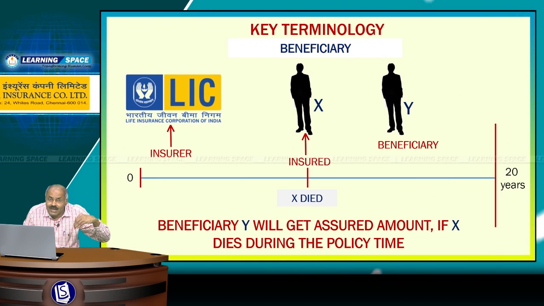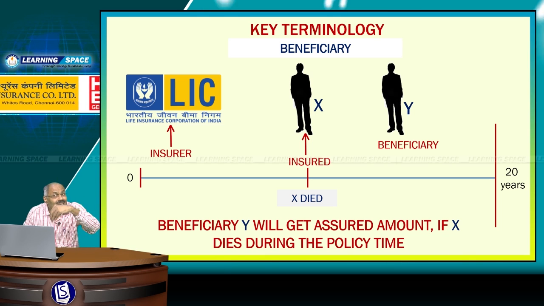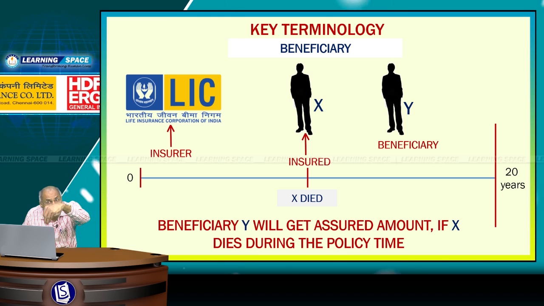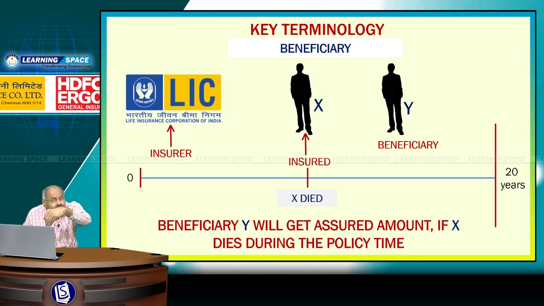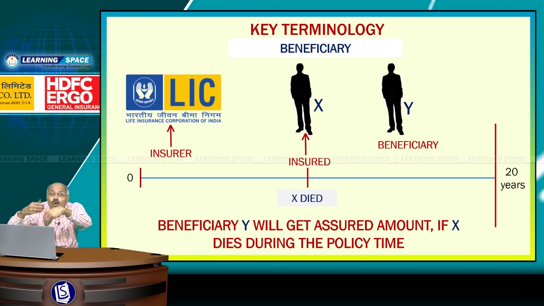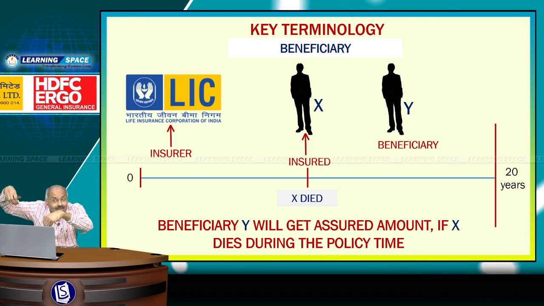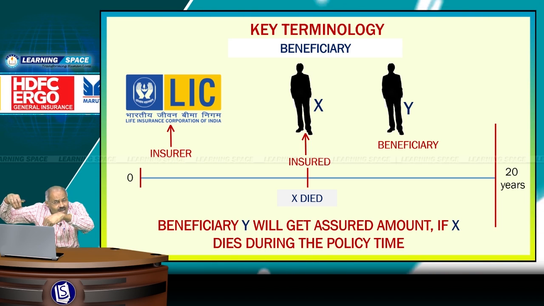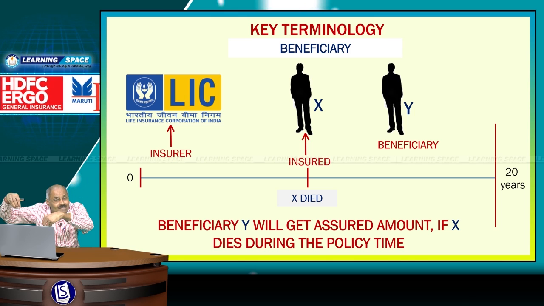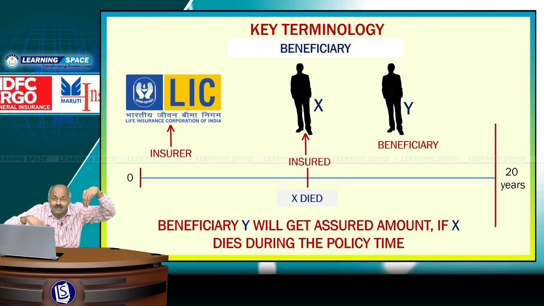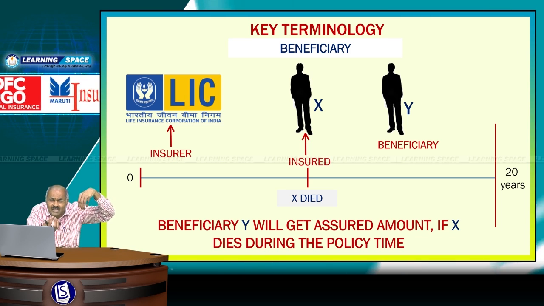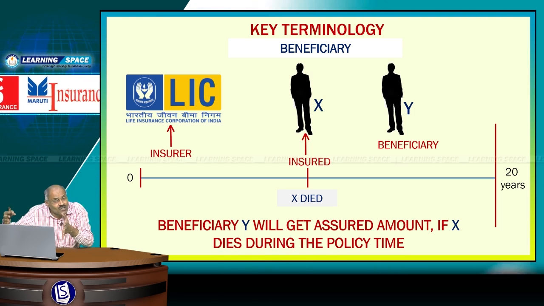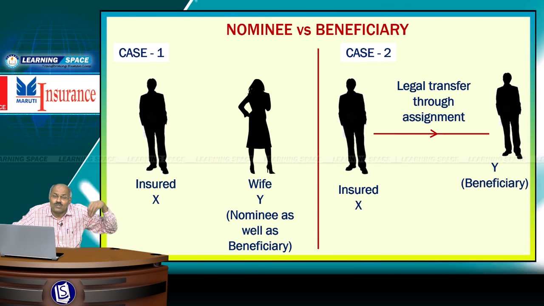Look at beneficiary. What will happen if person X has taken a policy from the insurer, LIC is the insurer, person X is the insured, and he died after 8 years? Then the nominee will get the death benefits, and they are loosely called beneficiaries. If a husband died, the wife will be the nominee. Not only the nominee, she will be the beneficiary also. So nominee and beneficiary are terms which are used loosely.